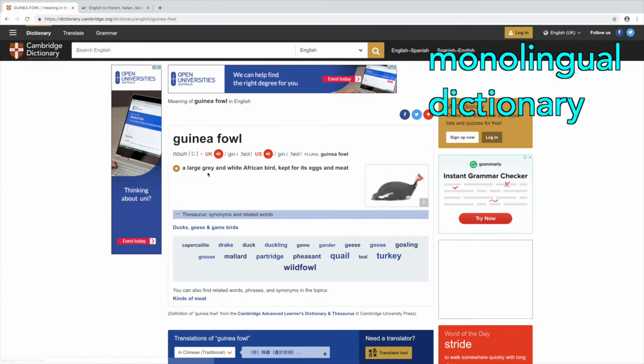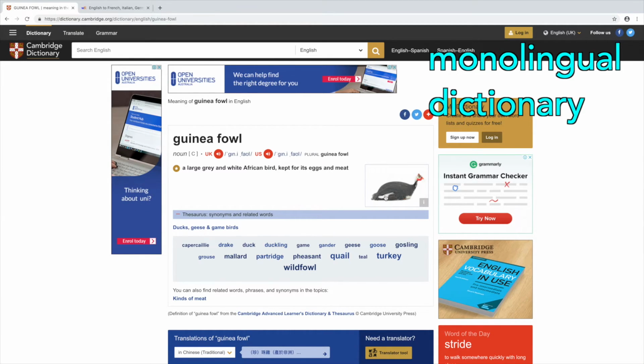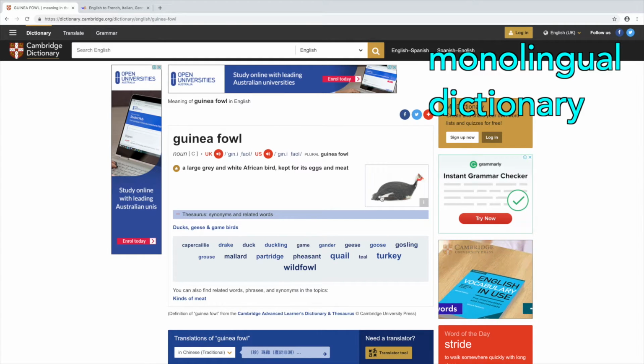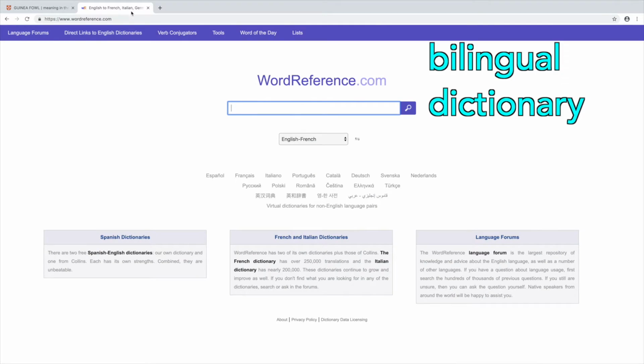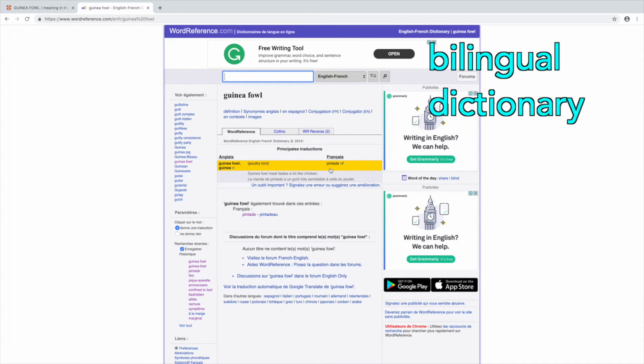A large grey and white African bird kept for its eggs and meat. Okay, so now I know that it's a bird. And there's a picture, which is nice, but I'm not a bird expert, and I mean, that could be a turkey for all I know. So let's try a bilingual dictionary. Guinea fowl. Oh, okay, it's a pintade.